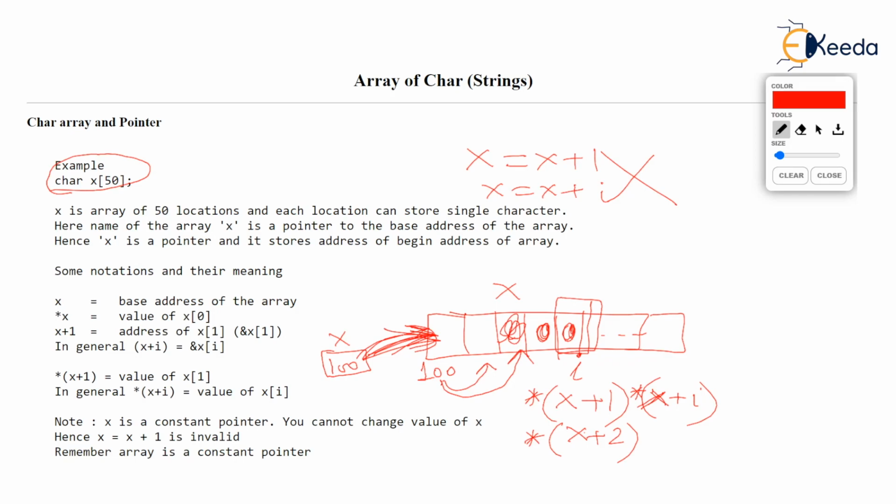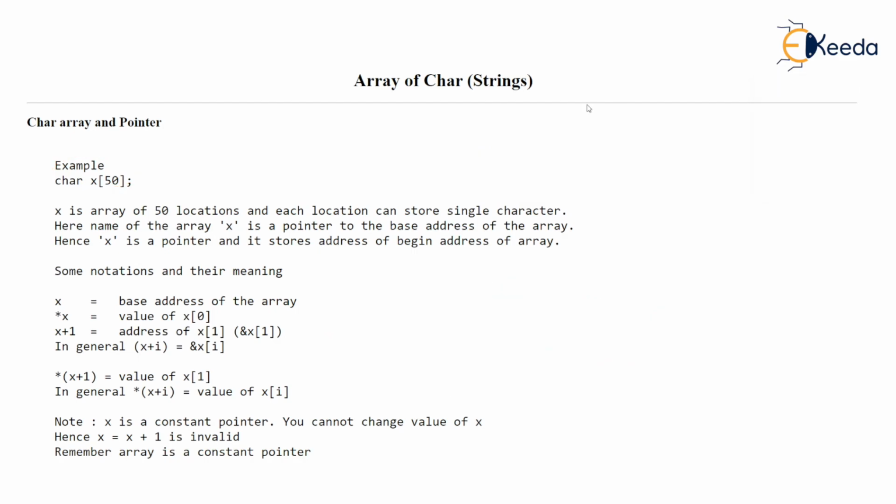Come again. x equal to x plus 1 is not allowed, but if you write only x plus 1, that's allowed. You are only adding 1 to x and finding the next location. x equal to x plus i is not allowed, but x plus i is allowed. x plus i means you are adding i locations and you are just finding that location. I hope you are following. So in this slide, I have made it again clear that x is a constant pointer. You cannot change the value of x. So x equal to x plus 1 is invalid. You can't do this. Remember, an array name is a constant pointer.